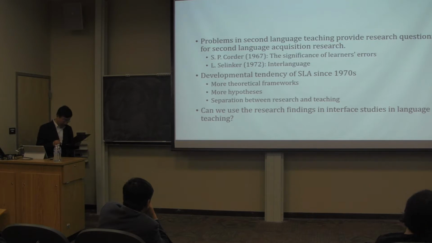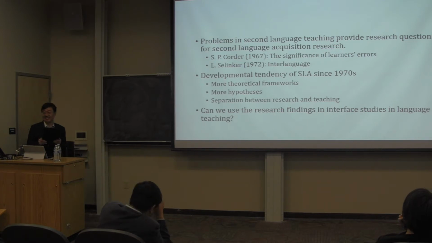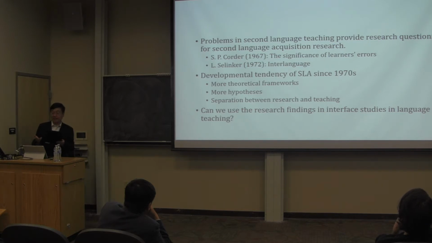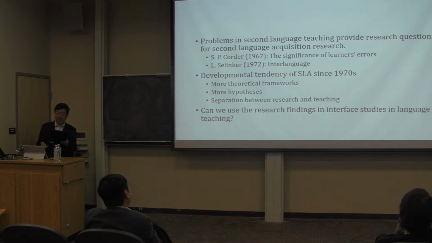So just now, we reviewed the history of Chinese teaching and learning and some studies in L2 Chinese acquisition. Do they seem to be related closely? It seems the research findings of second language acquisition are meaningless or useless to the teaching, right? Because we can't use the research findings in interface studies in language teaching. At least we can't apply them directly to language teaching. Then what's the point of second language acquisition research?